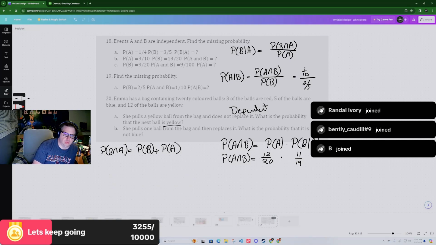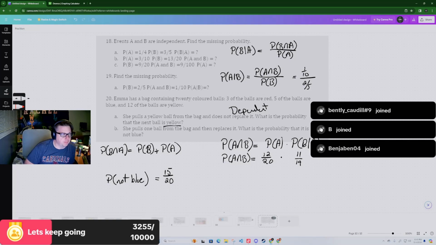So really, she pulled one ball from the bag and then replaces it. What is the probability that it is not blue? So they're only doing one pull. So we want the probability that it is not blue. This really isn't even an independent or dependent event because there aren't multiple events. It's just one event. How many are not blue? Well, if there are 5 that are blue, that means out of 20, there are 15 that are not, out of 20.